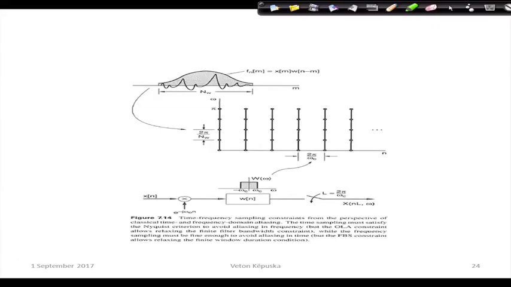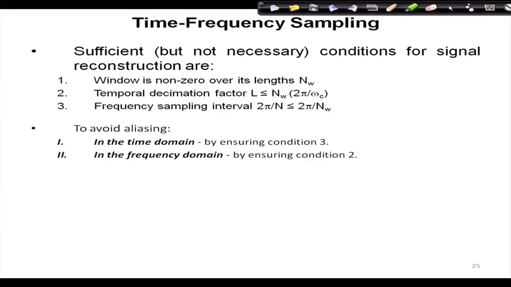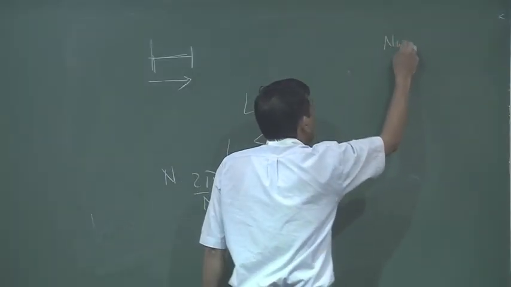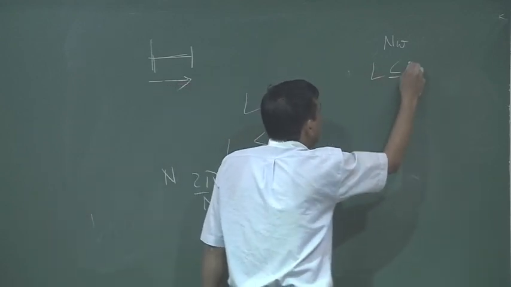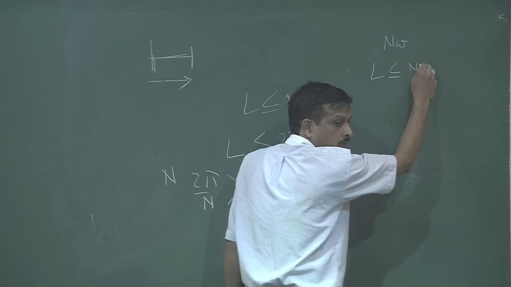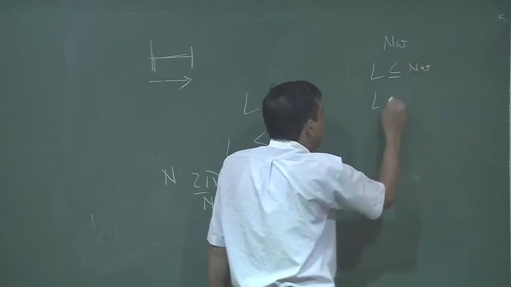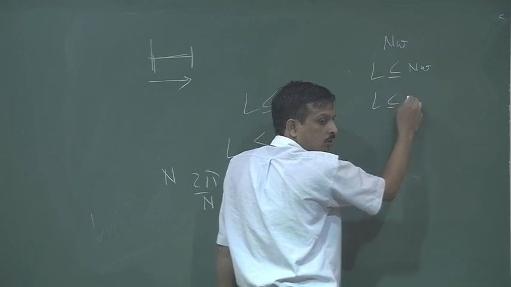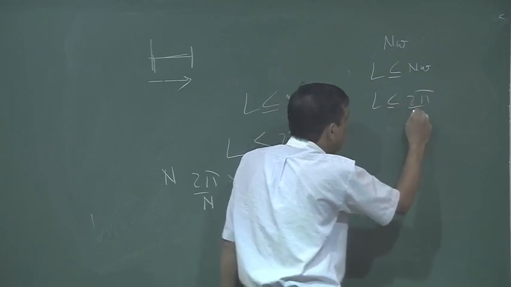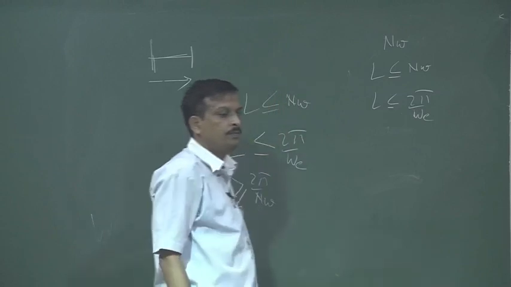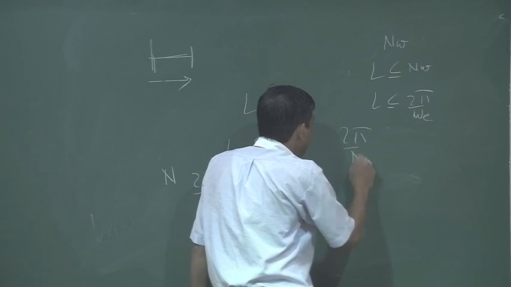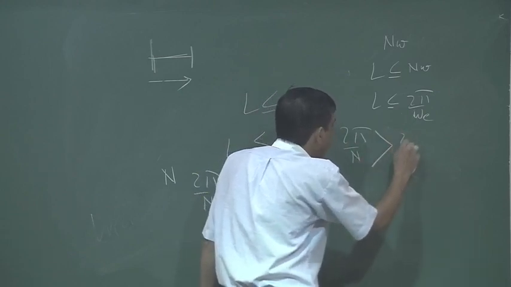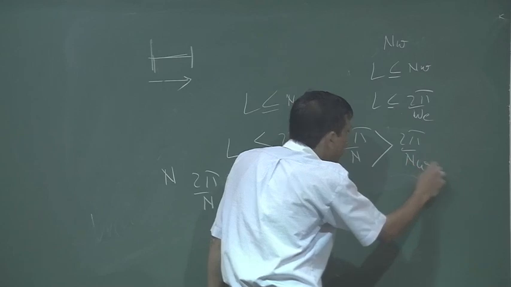Now I take an example. Let us say the window length is Nw. The temporal decimation factor L must be less than Nw, and L must be equal to 2 pi by omega c, and 2 pi by n must be greater than 2 pi by Nw.